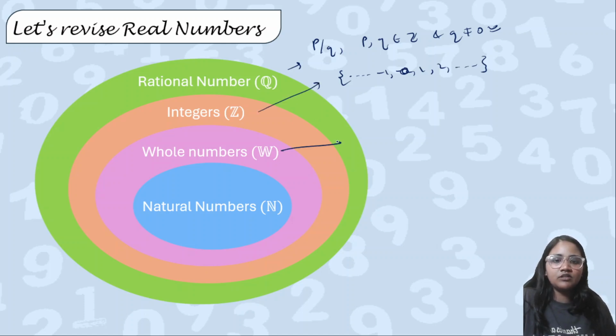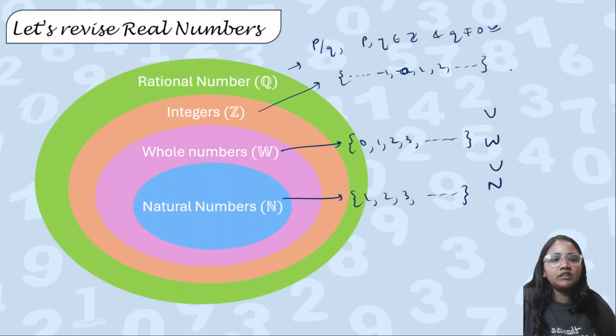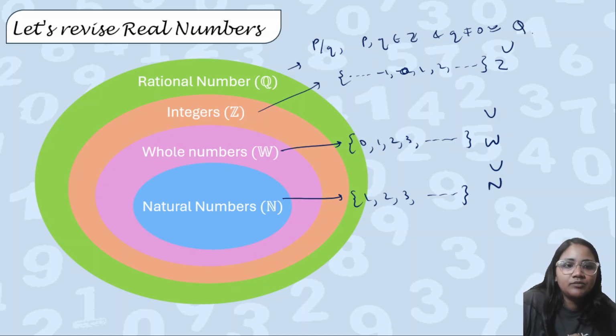What are the whole numbers? Whole numbers we know from 0, 1, 2, 3, and so on. And natural numbers are 1, 2, 3, and so on. So you can see that the natural numbers are contained in the whole numbers. Whole numbers are contained in the integers, and the integers are finally contained in the rational numbers. I hope this is clear, right?